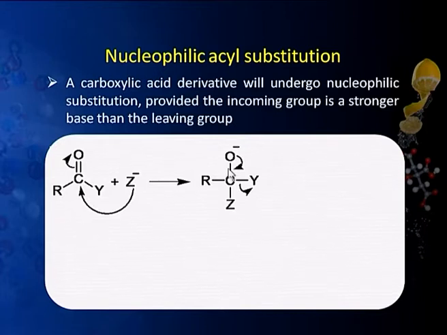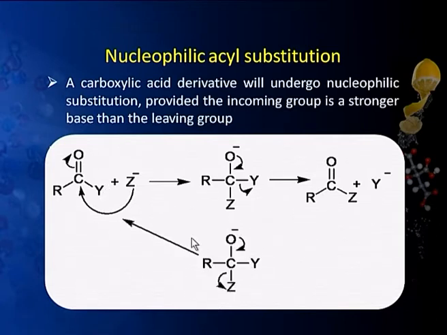So, the pair of electrons comes back, and the C double bond O is formed. If Y is displaced, Y is the group that was present in our starting molecule. So, we get the product in which Z has displaced Y. But if this Y is not a very good leaving group, that is, it forms a strong bond due to resonance or is not a very strong base, then what may happen? This pair of electrons comes back and Z leaves, and we get the starting compound.